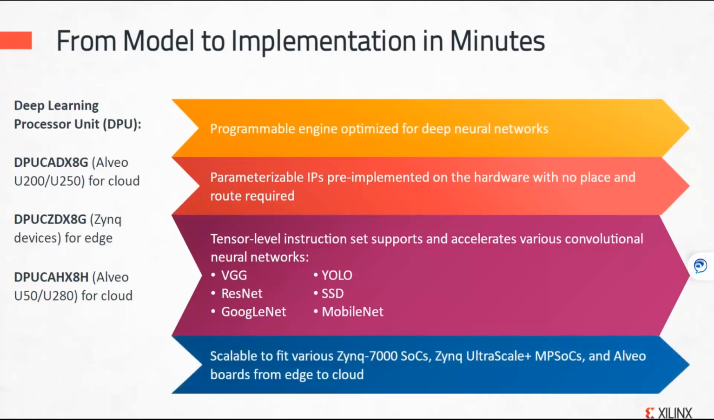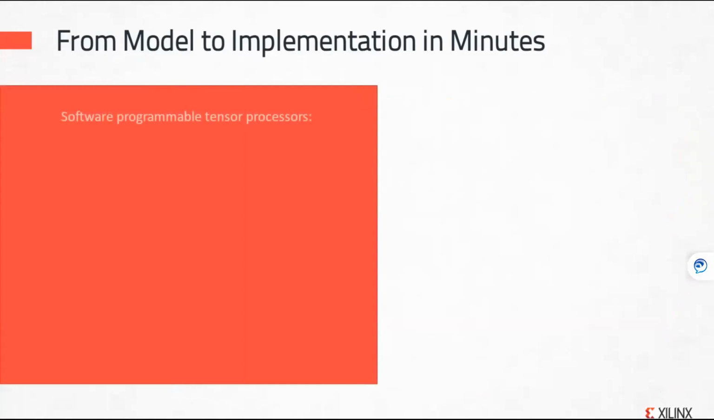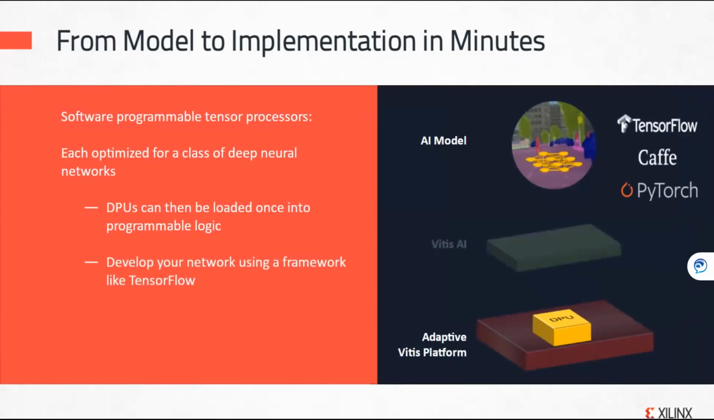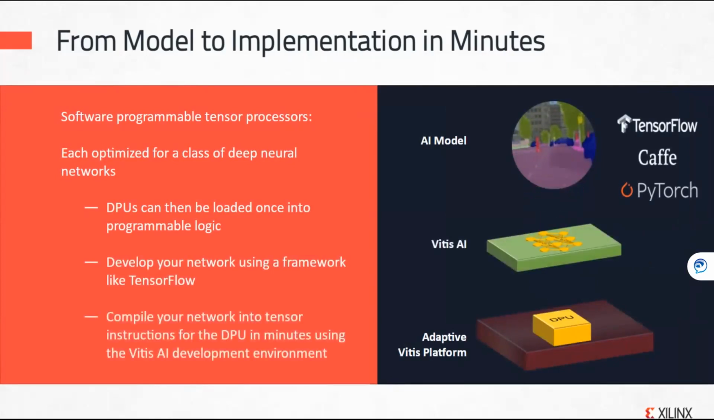The DPU is scalable to fit various Zynq 7000 devices, Zynq UltraScale+ MPSoCs, and Alveo boards from edge to cloud to meet the requirements of many diverse applications. These are software programmable tensor processors, each optimized for a class of deep neural networks. These DPUs can then be loaded once into the programmable logic. You can then develop your network using a framework like TensorFlow and compile your network into tensor instructions for the DPU in minutes using the Vitis AI development environment.